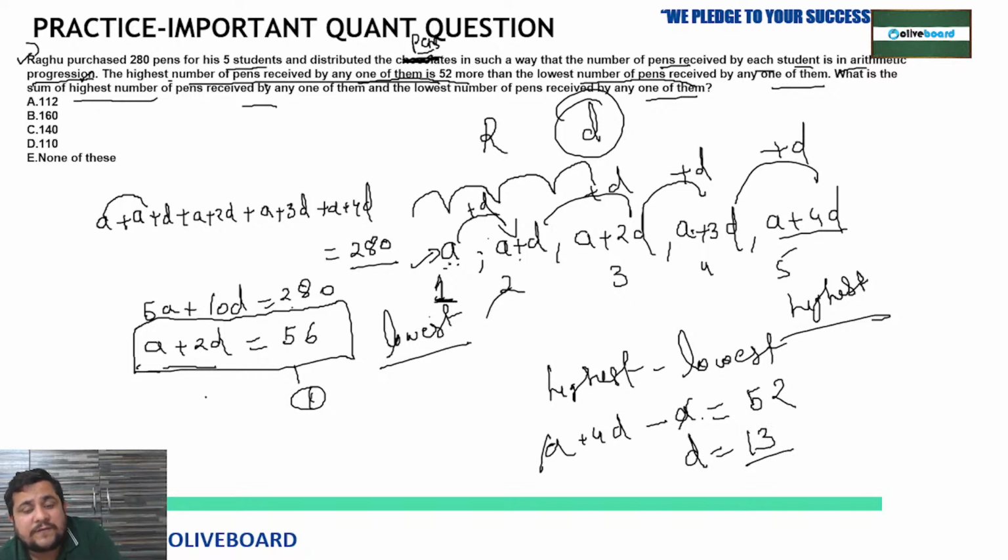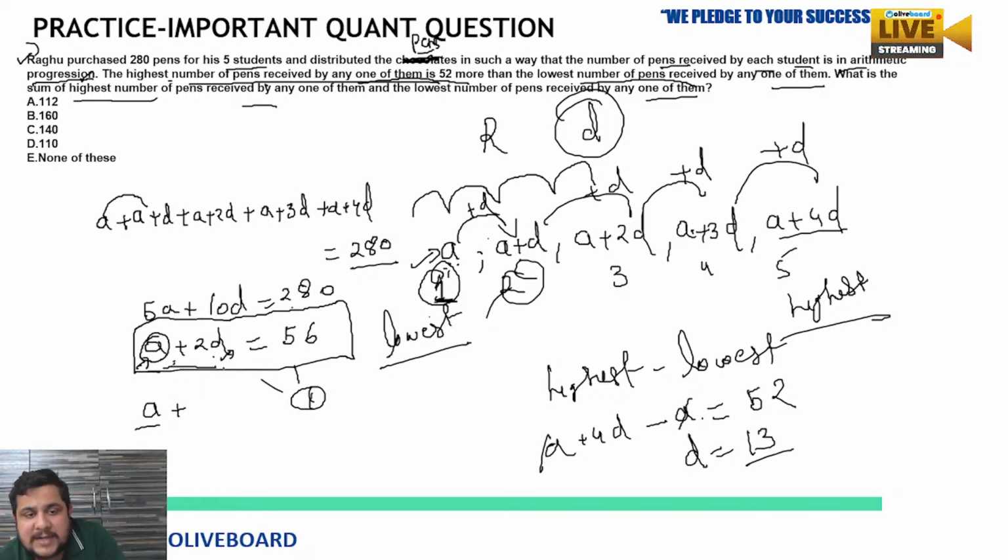Now we know the value of D is 13, so we can easily calculate the value of A also. We do not know the number of pens distributed to the first, second, third, fourth or fifth person. So in this equation, when we put the value of D, we will get the value of A also. A is the least quantity. A plus 2D means 13 into 2, 26, equal to 56. So A would be equal to 30.